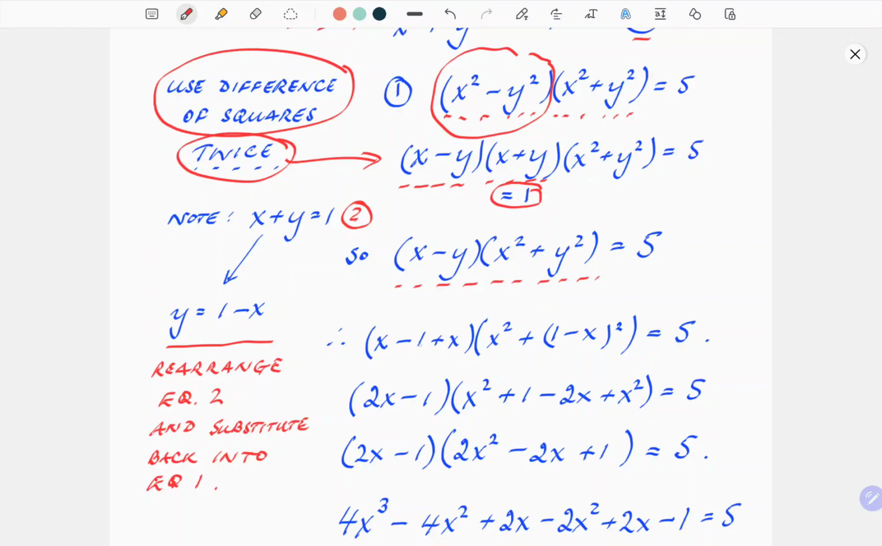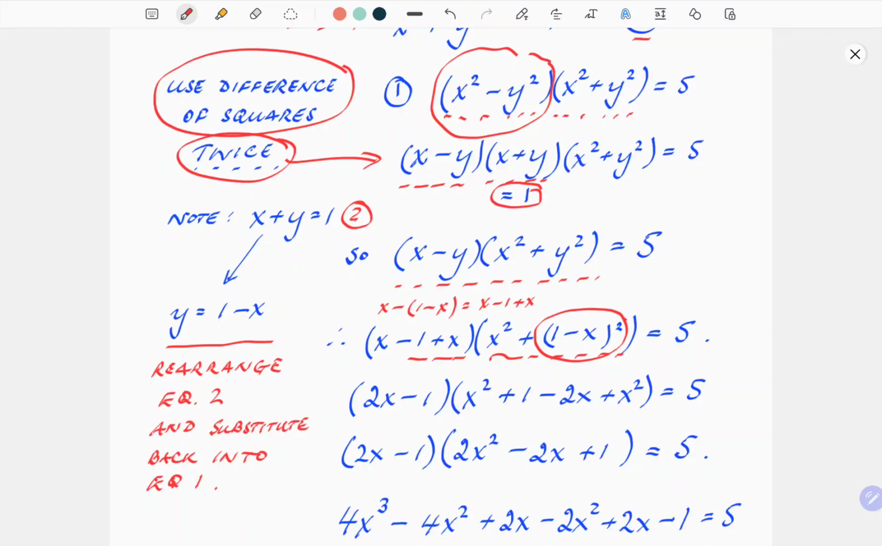So as you can see, I've replaced the y in the first bracket with originally 1 minus x, but there was a minus in front of it. So just to explain this, it's x minus (1 minus x). That is x minus 1 plus x. All right, just in case that's confused anyone. And in the second brackets, it's got a y squared. So I've got 1 minus x all squared within the bracket.